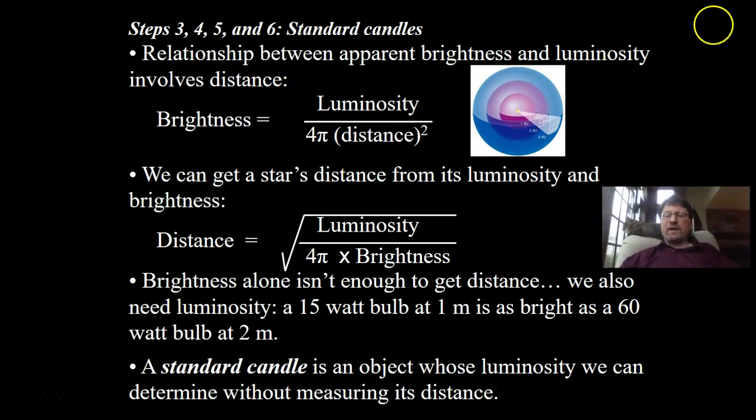If we look at this little figure here, we can think about a source of light at the center. And that light is shining out over larger and larger regions of space. Once it's shone out to a distance of one astronomical unit, it would spread out over a sphere which has a surface area of 4 pi times its radius squared. The radius here is just the distance that that light has traveled.